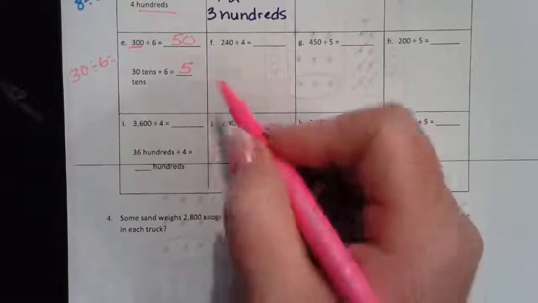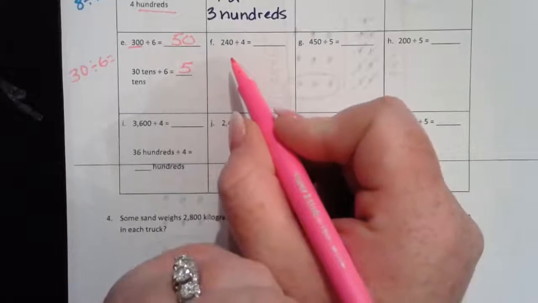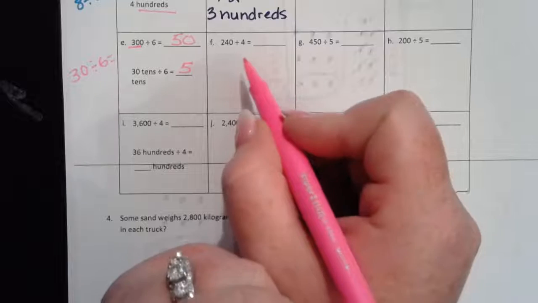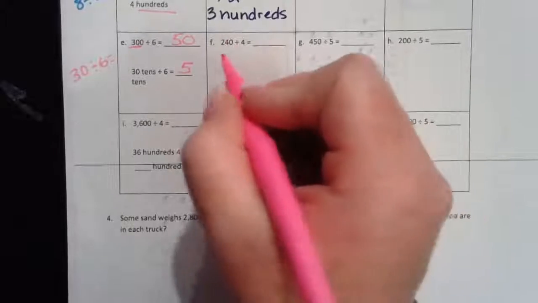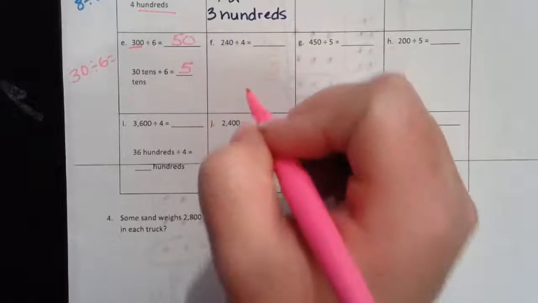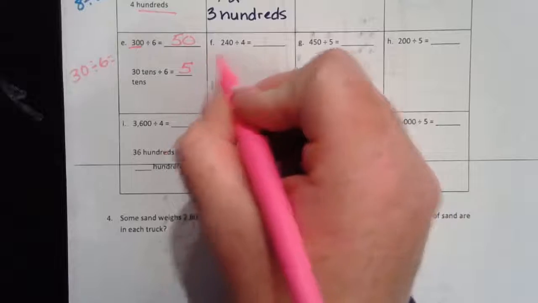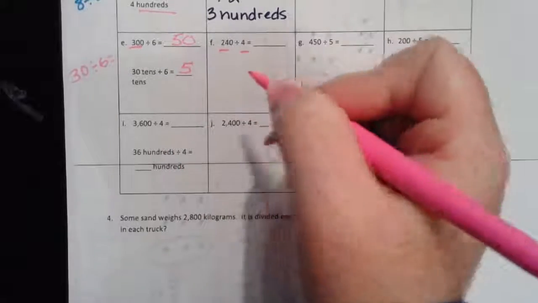Alright, let's look at part F. We have 240 divided by 4. Again, I want to break this down so that I can work with a division problem that I am familiar with. When I look at this problem, I see 24 divided by 4.